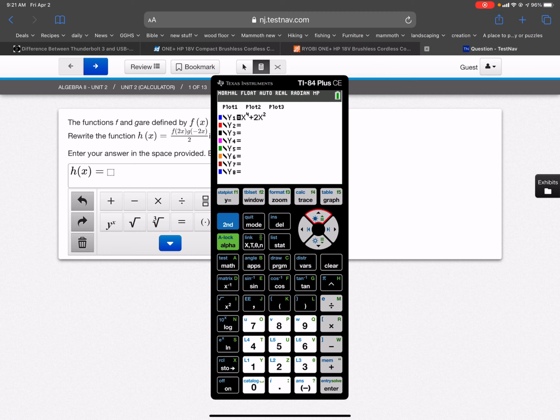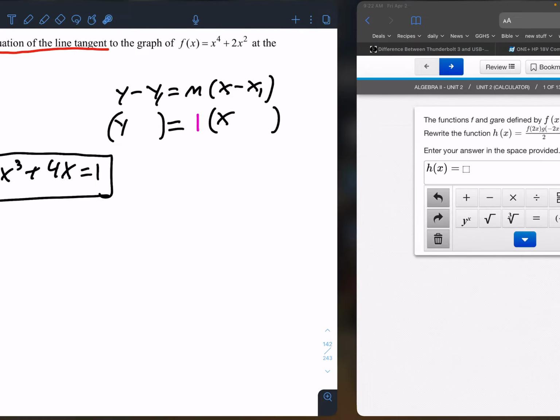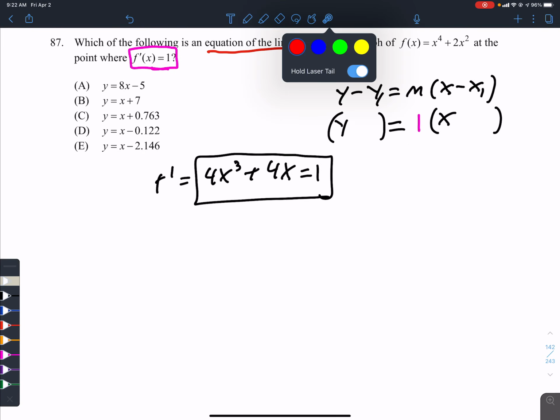I want the derivative of y1, so I'm going to do math 8, the derivative with respect to x of y1, at all values of x. Now, I don't want to graph the original function, so I'm going to unhighlight the equals. So I'm only graphing the derivative, and I want to know when the derivative equals 1.